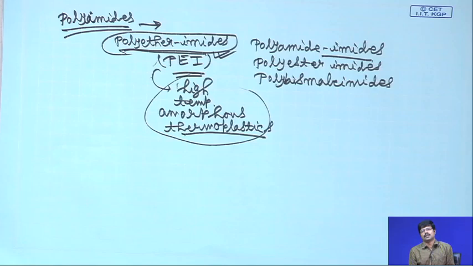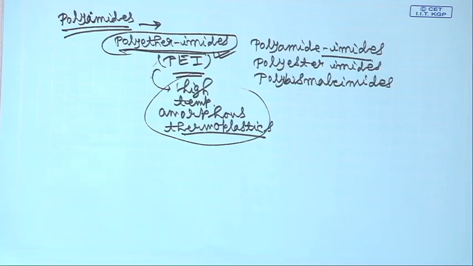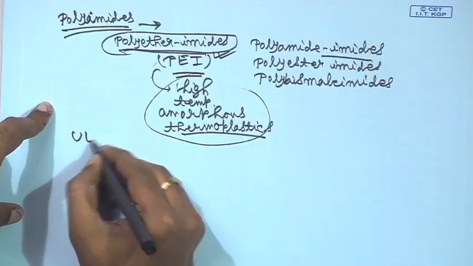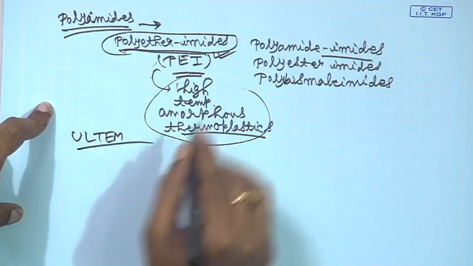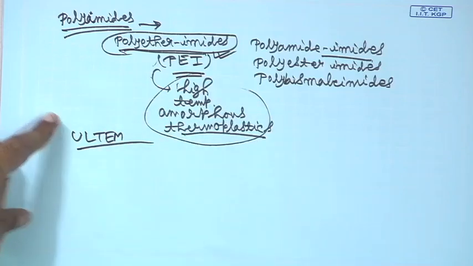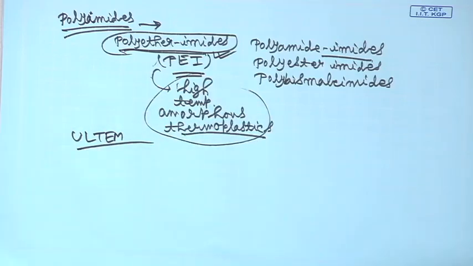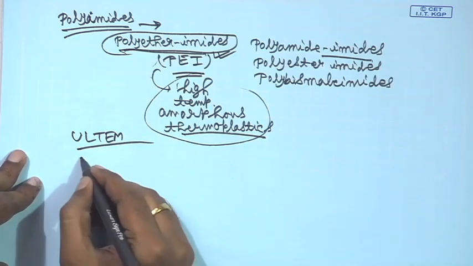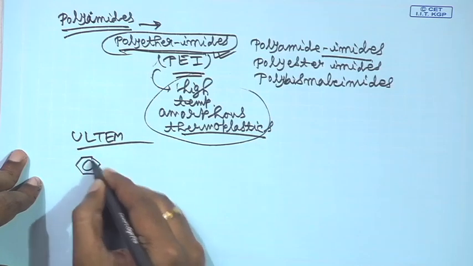the processability becomes easier, say injection molding or likewise extrusion, those kinds of things can be done. Now, one example is Ultem, which is a commercially available polyether-imide, and this basically is prepared by this process.